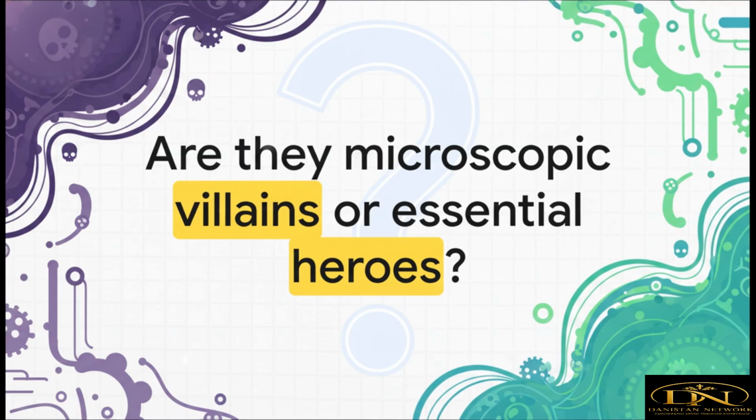So, what's the deal with these things? Are they the microscopic villains of the story, or are they the essential heroes? Well, the truth is, it's a bit of both. Some inhibitors are, in fact, dangerous poisons, but many of them are absolutely essential for life. They're the regulators that keep our cells from just spiraling into chaos.